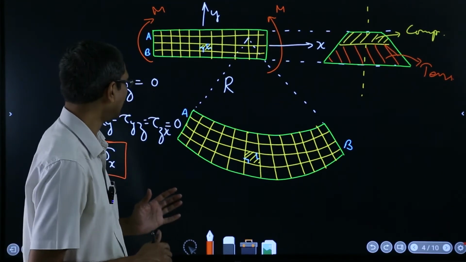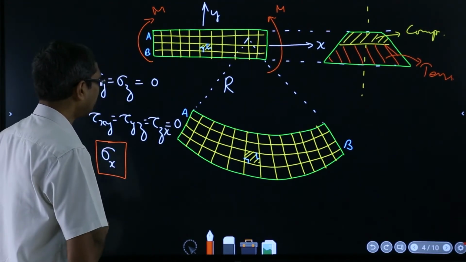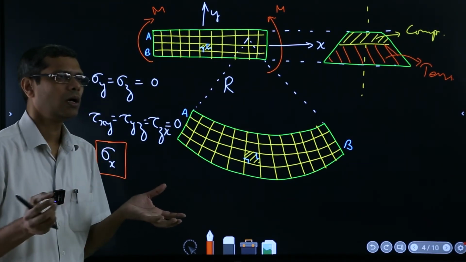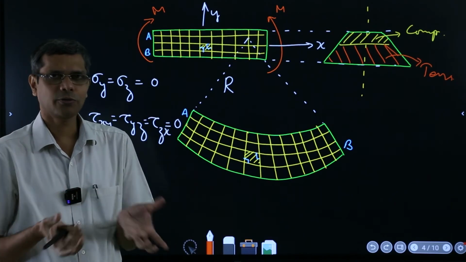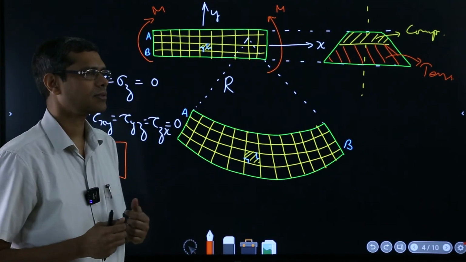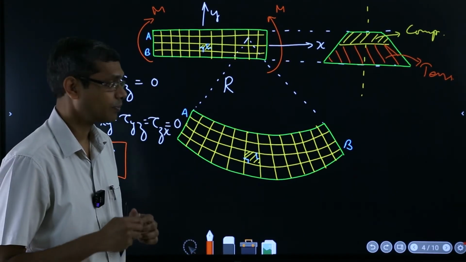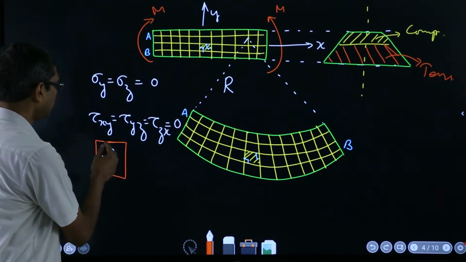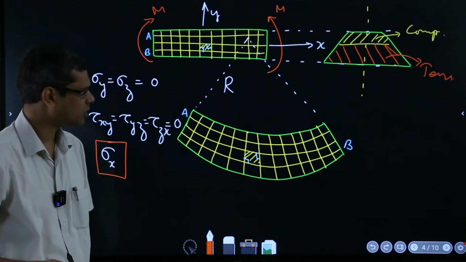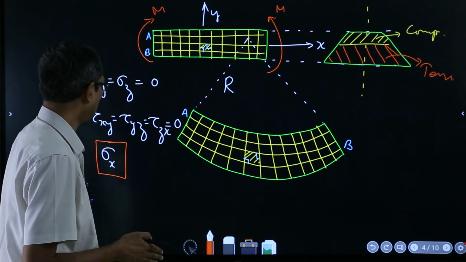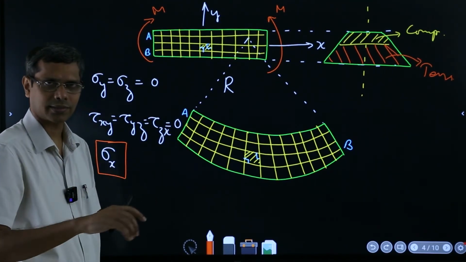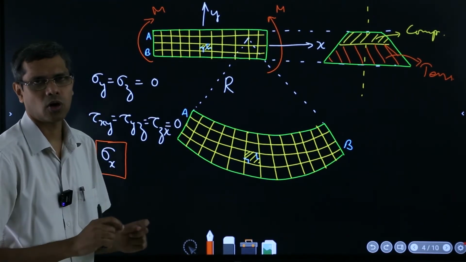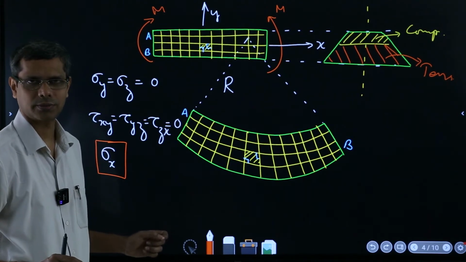So again, this state of pure bending is very similar to the case of axial loading, where on the planes which are normal to the axis of the beam, only the axial loading, the normal stress, was there, no other stress.